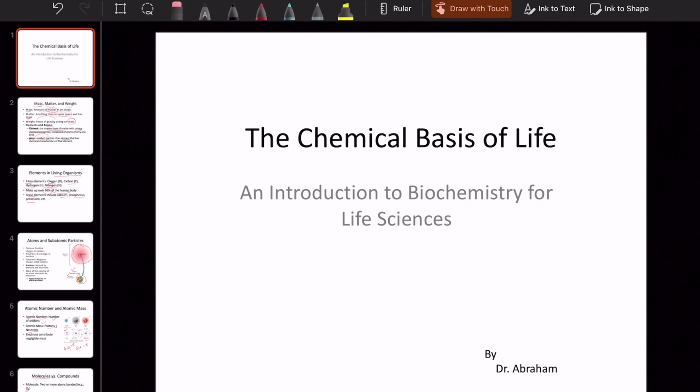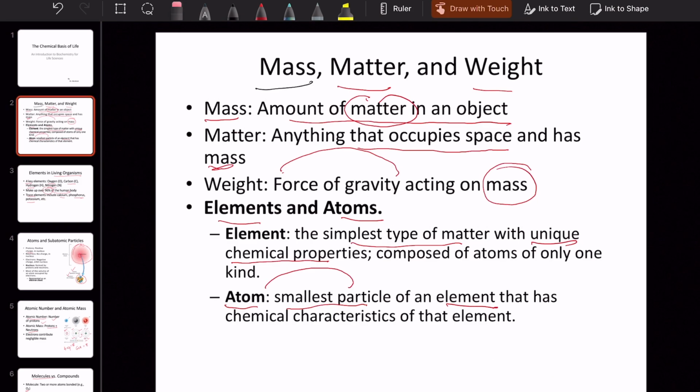Today we'll cover the chemical basis of life, chapter 2. We're going to introduce biochemistry for life science, and why we need to study this chemistry in this anatomy class. Before we understand how the body works, we need to explore the basic building blocks of matter: atoms, molecules, and chemical reactions, because all our body structures and functions depend on chemistry at the cellular level.